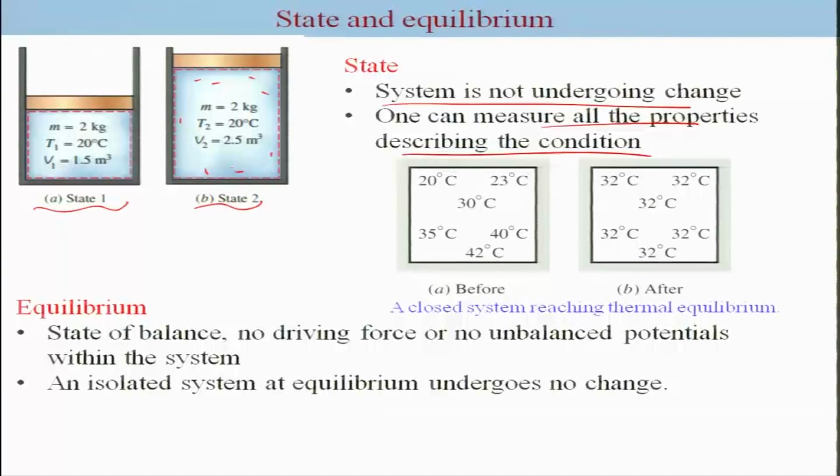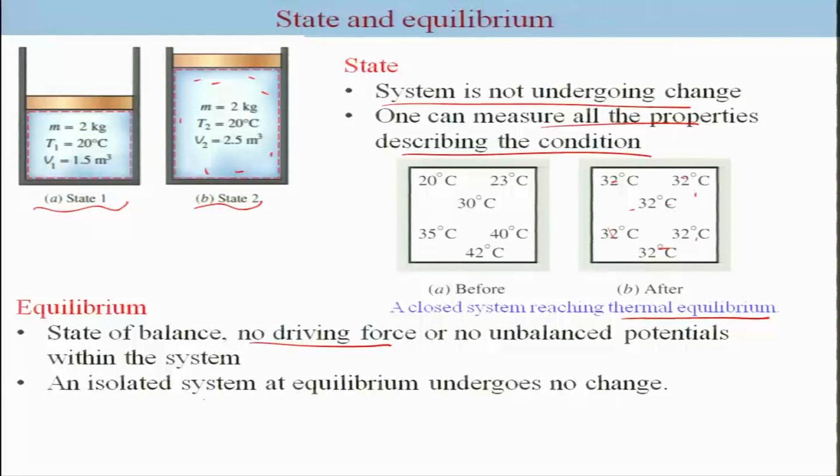Now in addition to state, let me define equilibrium. Equilibrium is when there is no driving force, a state of balance. That means there is no unbalanced potential within the system. For example, this is an example of a closed system before equilibration, and this equilibration we call thermal equilibration, because here all the points are fixed, or rather are not changing.